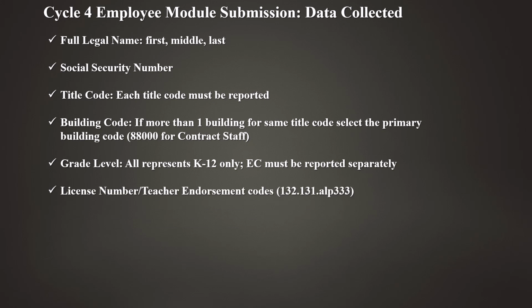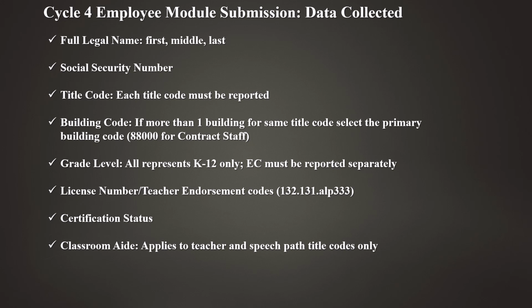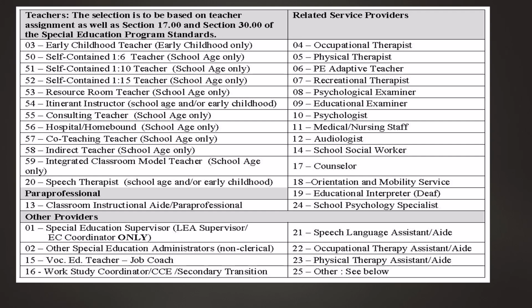License number with teacher endorsement codes. Certification status. Classroom aid. It applies to the teacher and speech pathology title codes only. And lastly, to provide the FTE, which cannot be more than one. Please make sure all of these areas of data are collected for Cycle 4. This chart is also in the Employee Data Dictionary that can be downloaded from our website.